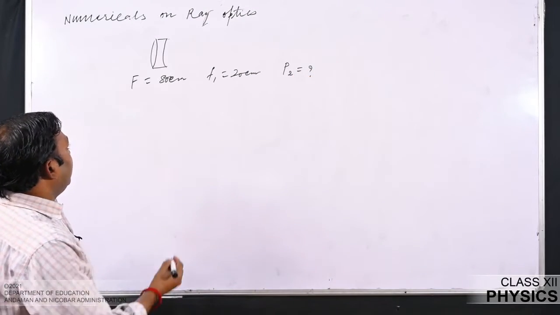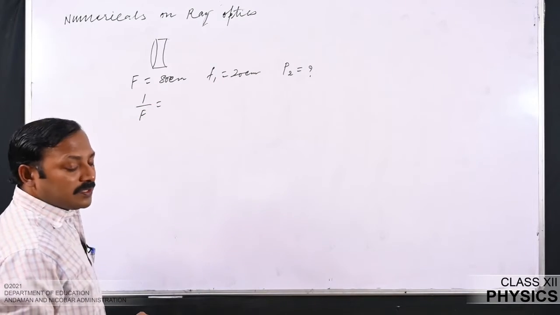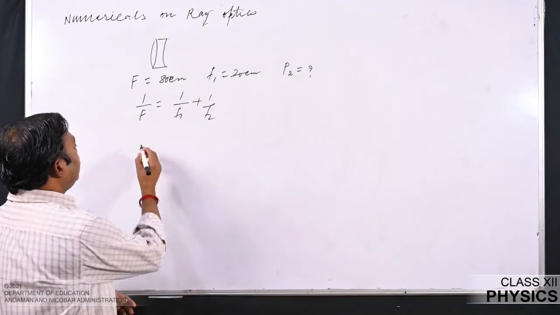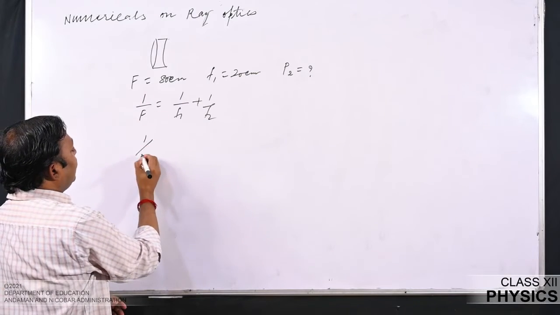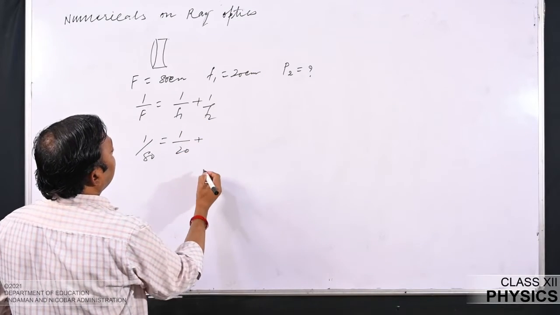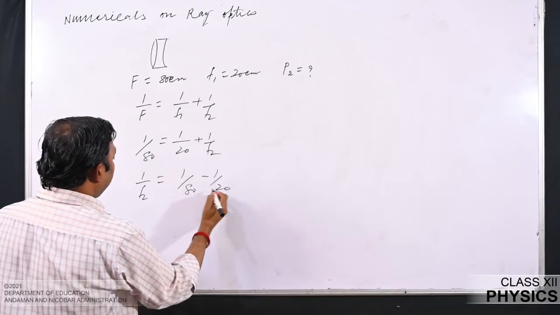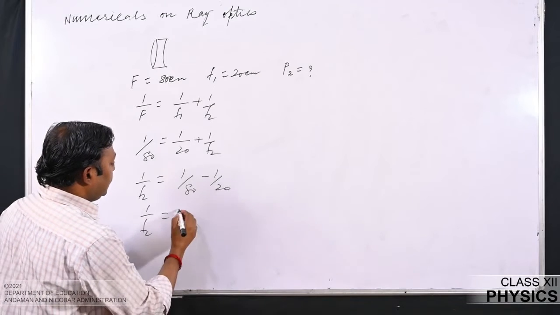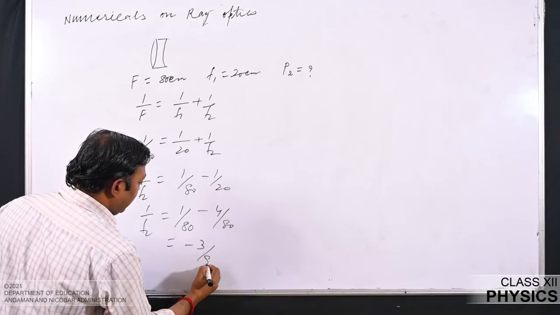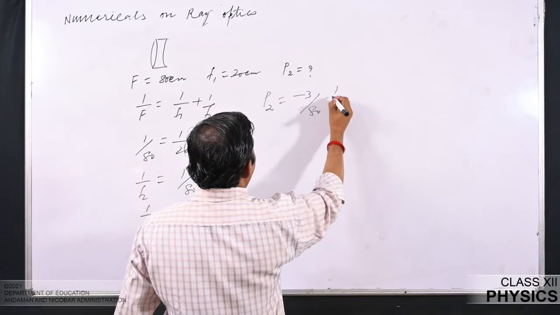Now from the formula for combination of lenses, we know that the reciprocal of the focal length will be equal to the sum of the reciprocals of the focal lengths of the individual lenses: 1 by f is equal to 1 by f1 plus 1 by f2. In place of 1 by f we substitute 1 by 80, equal to 1 by 20 plus 1 by f2, or 1 by f2 equal to 1 by 80 minus 1 by 20. This can be written as 1 by 80 minus 4 by 80, or minus 3 by 80. So we got the power P2 equal to minus 3 by 80 per centimeter.